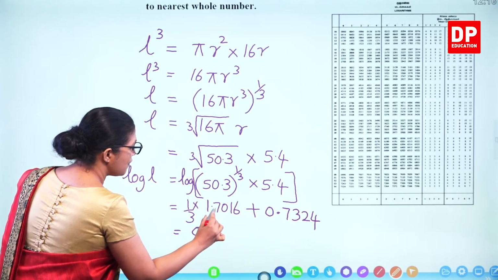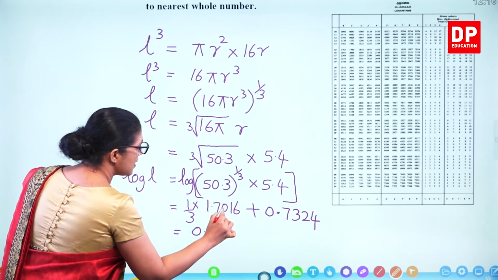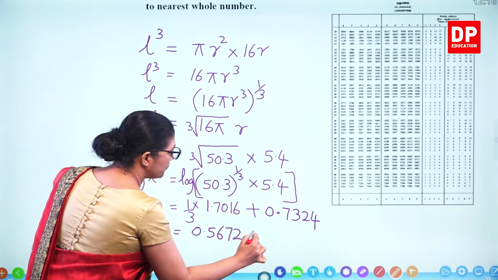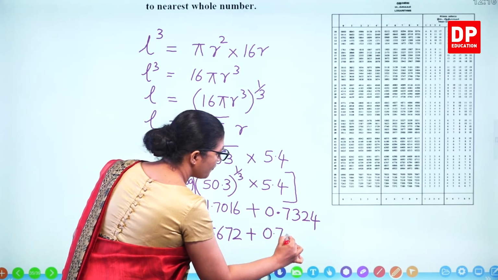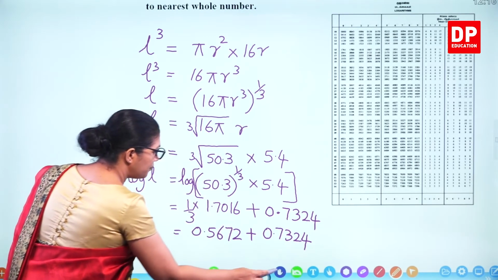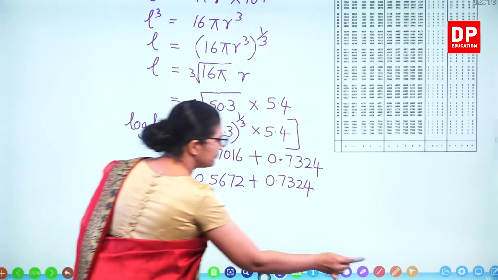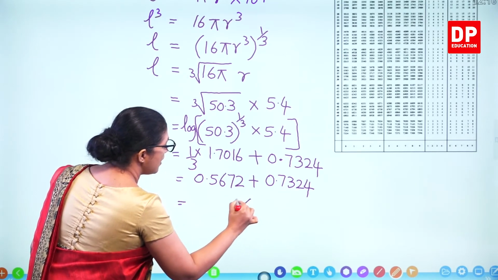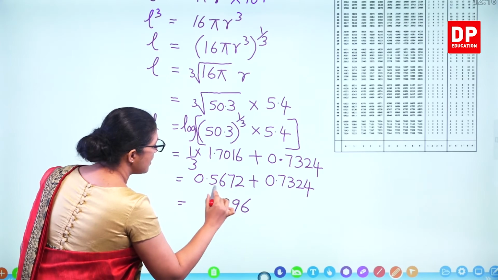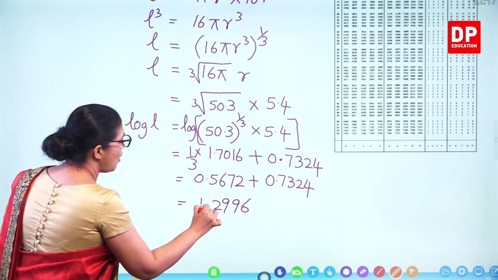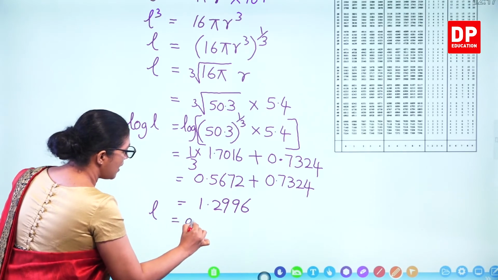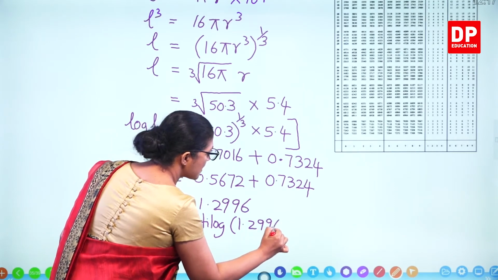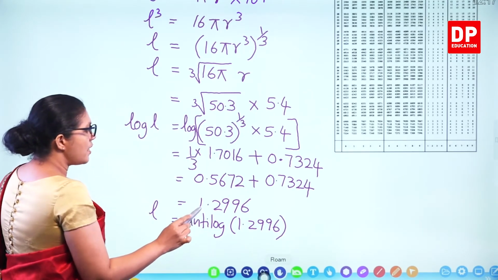5, 15, for 20 that's 6. 18, so 21, that's 7, and 3 times 2. Add these two. 4 and 2, 6, 9, 9, 1. Now take the antilog. Antilog of 1.2996.